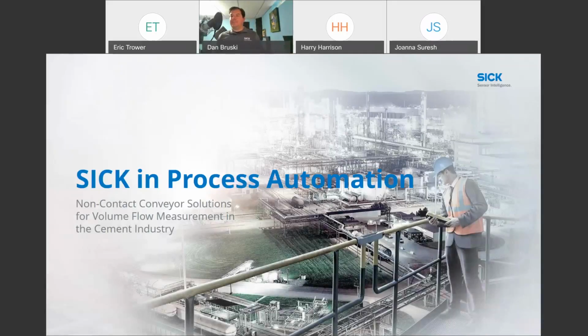Well, hello everyone. Welcome to today's webinar on non-contact conveyor solutions for volume flow measurement and condition monitoring, focusing on the SICK BulkScan LMS511 LiDAR sensor.